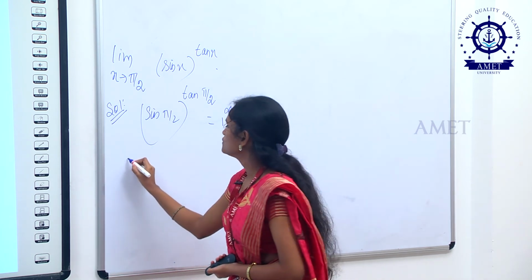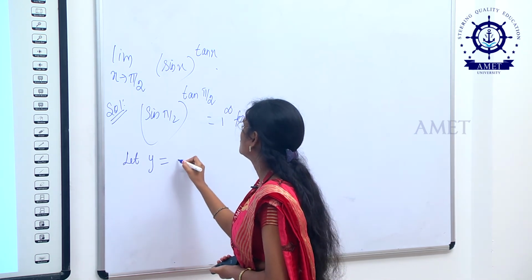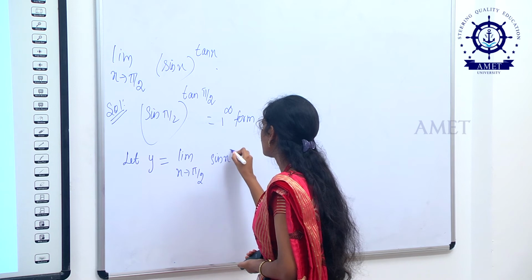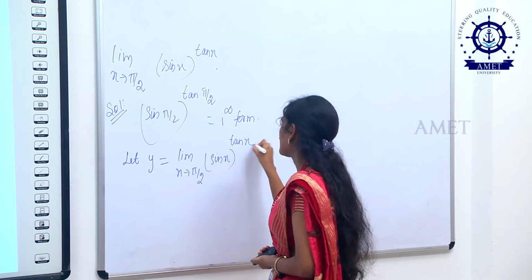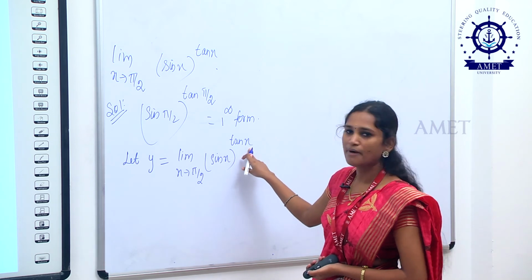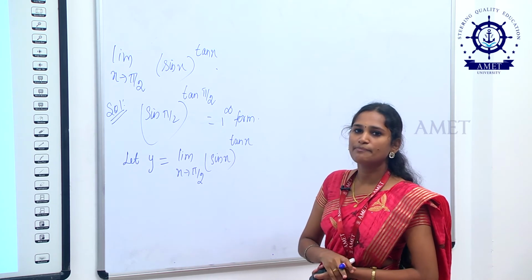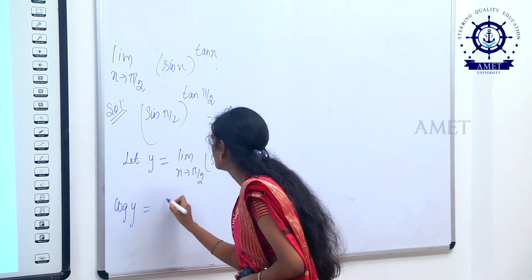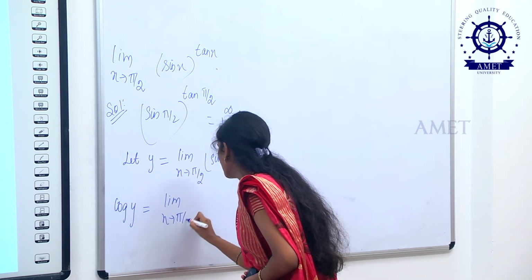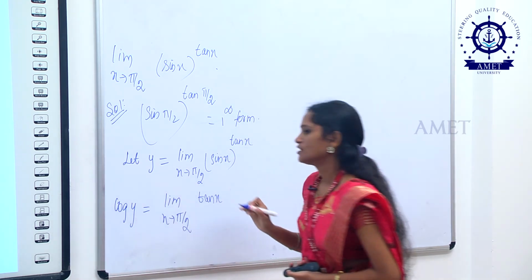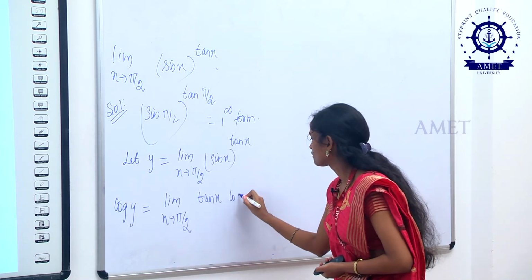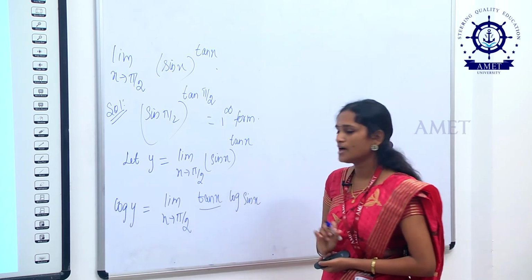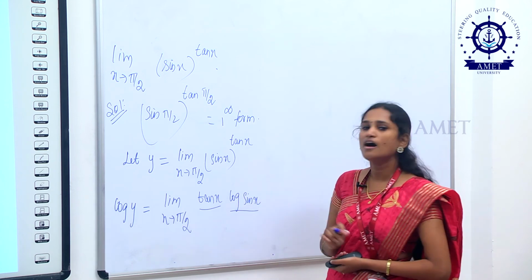as y equal to. So let y equal to limit x tends to pi by 2 of sin x power tan x. Now we can eliminate the power by taking log on both sides. So log y is equal to limit x tends to pi by 2 of tan x log of sin x. So here tan x is one function, and log of sin x is another function.